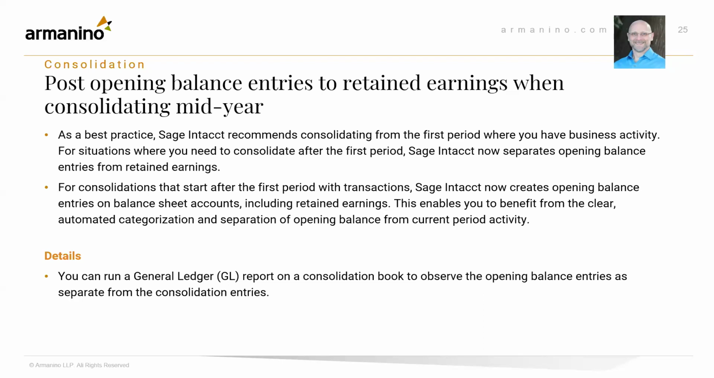So when you run that general ledger report on a consolidation book, you can observe the opening balances as separate from the consolidation entries. It'll literally say, this is opening balance, and then this is the consolidation, which is very cool.